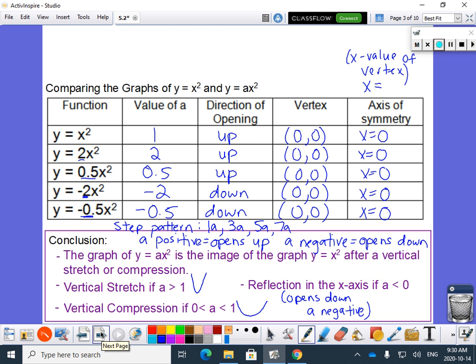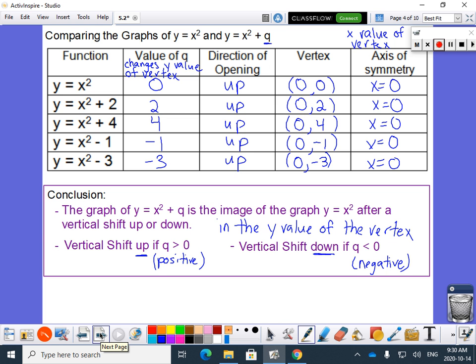So I put here the y value of the vertex. So make that connection. The y value of the vertex is q, right? Q here is 2. Well, the y value of the vertex is 2. Well, this parabola is going to shift vertically upwards 2 units. This would be a vertical shift down 1 unit. Vertical shift down 3 units. Does that make sense? Is that okay? Okay. So vertical shift up if q is greater than 0. So we just talked about that. Vertical shift down is if q is less than 0. Questions?